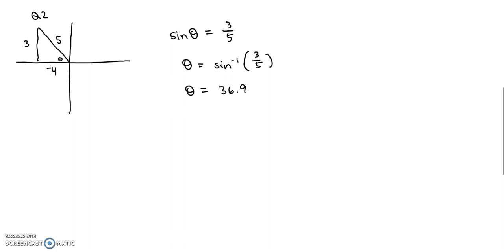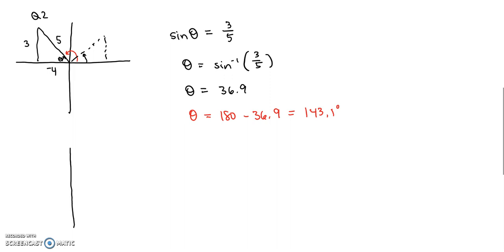But what we want is this one. We want the second quadrant angle. So the angle that we actually want is 180 minus 36.9. And that's going to give us 143.1. Okay, so that's the difference between the angle that sine inverse returns, which is this one, which is the same as this one. You've got to put it into the right quadrant. Okay, let's try another one.